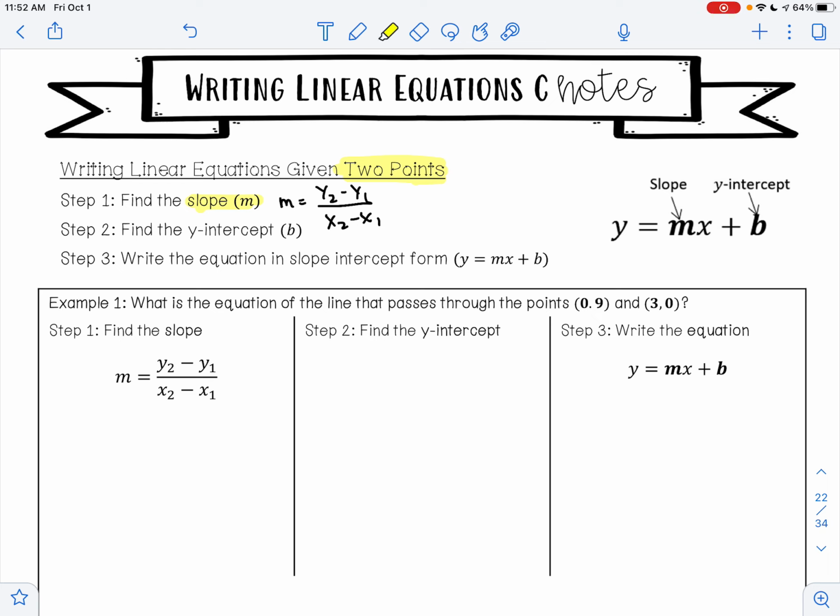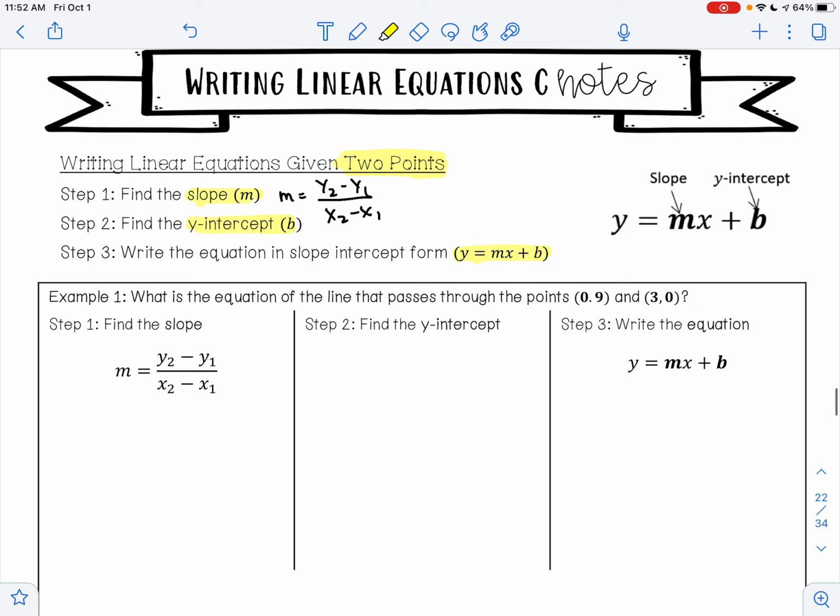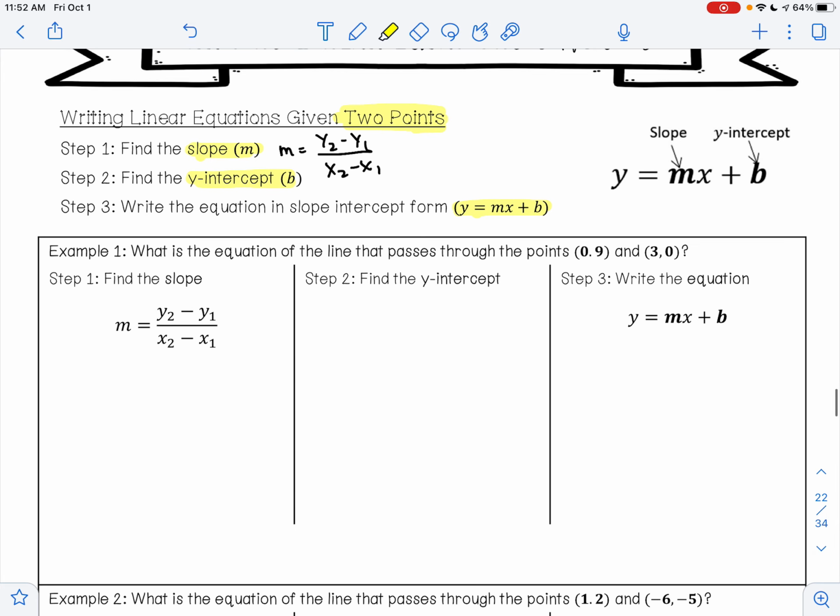Step 2 will be to find the y-intercept. And step 3 will be to write your equation of your line in slope-intercept form. So let's look how to do that down here with example 1. Example 1 says, what is the equation of the line that passes through the point 0, 9, and 3, 0? So let's start with step 1.